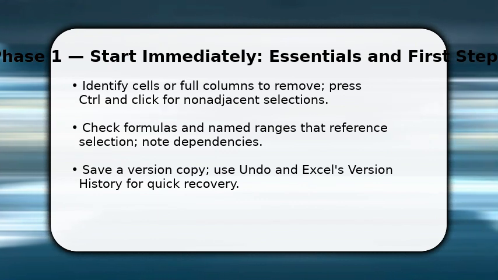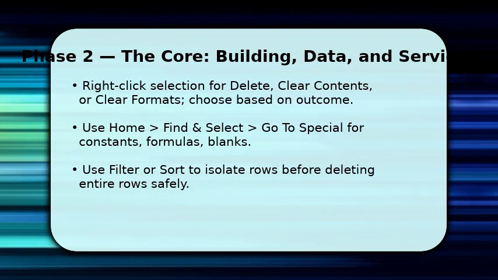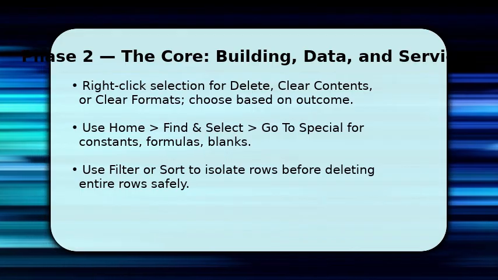You'll now pick how to remove. Delete shift cells, clear contents preserves formatting, and clear formats removes styling only. Right-click and choose Delete to remove rows or columns entirely. Confirm shift options to avoid misalignment. Alternatively, use Home Find and select Go to Special to target blanks, constants, or formulas, and then clear them. If you need to delete many rows, filter or sort to isolate them and delete full rows.